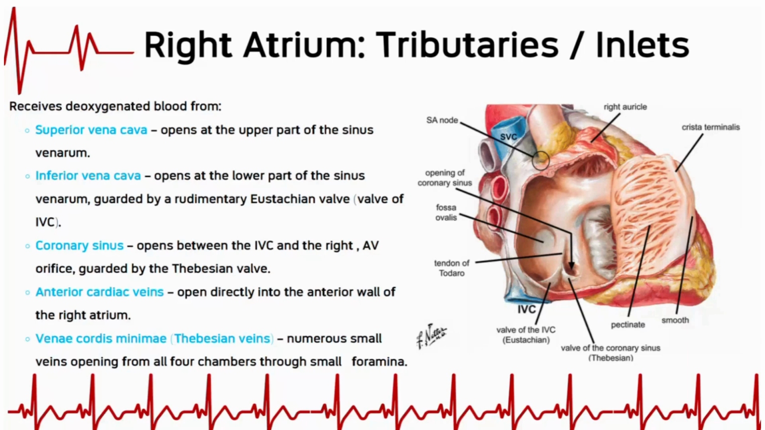Okay. So the next is the coronary sinus. The coronary sinus opens between the inferior vena cava and the right atrioventricular orifice. This is guarded by a valve as well called the Thebesian valve. Can't pronounce things, but it's called the Thebesian valve. Again, it is there to prevent backflow of blood.